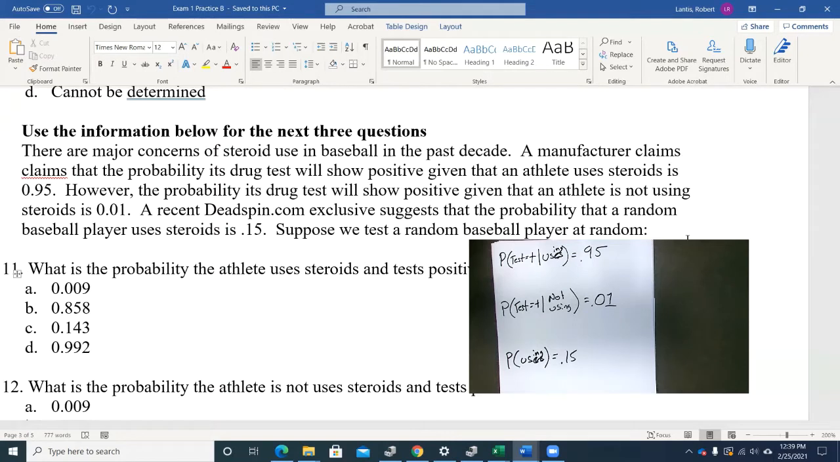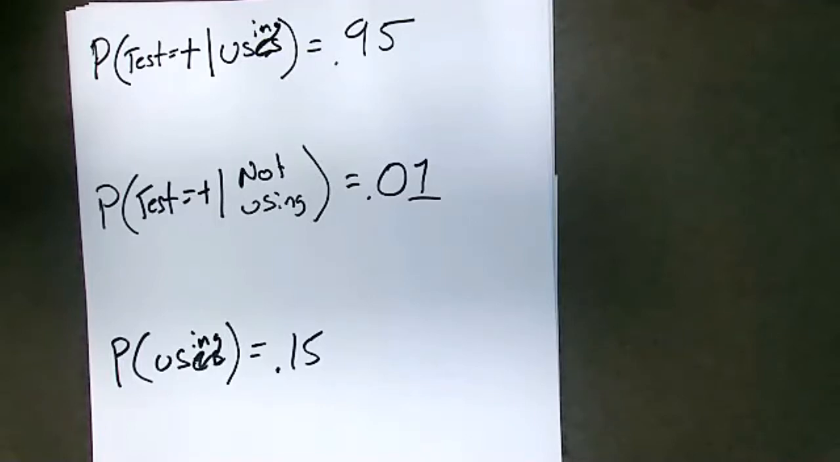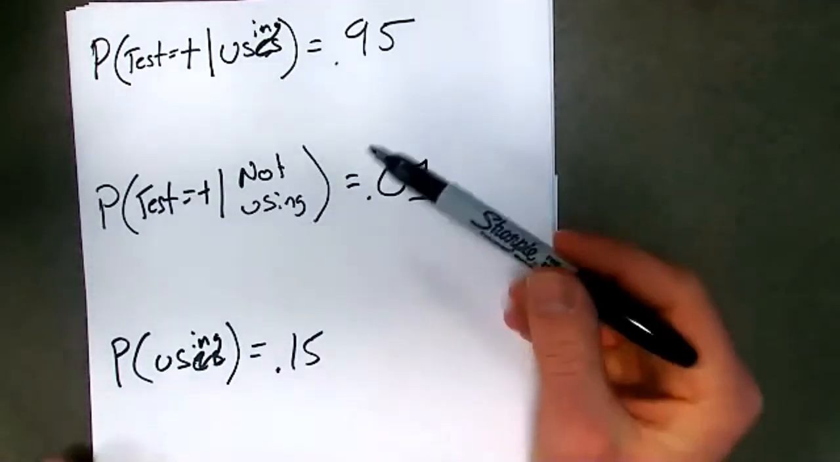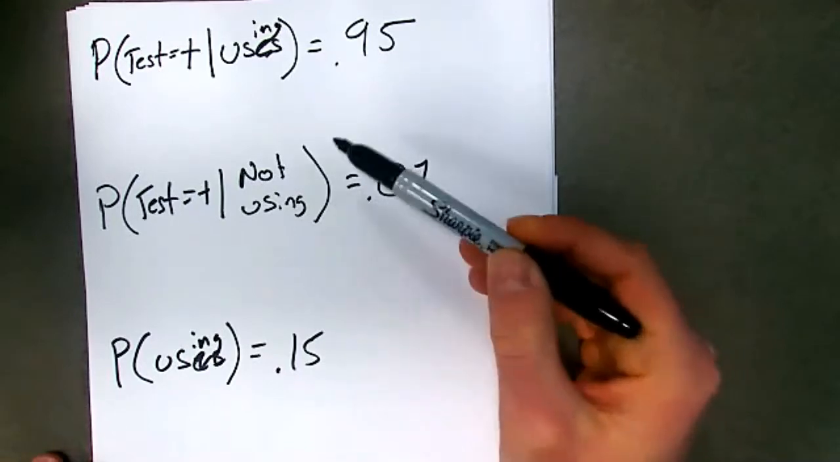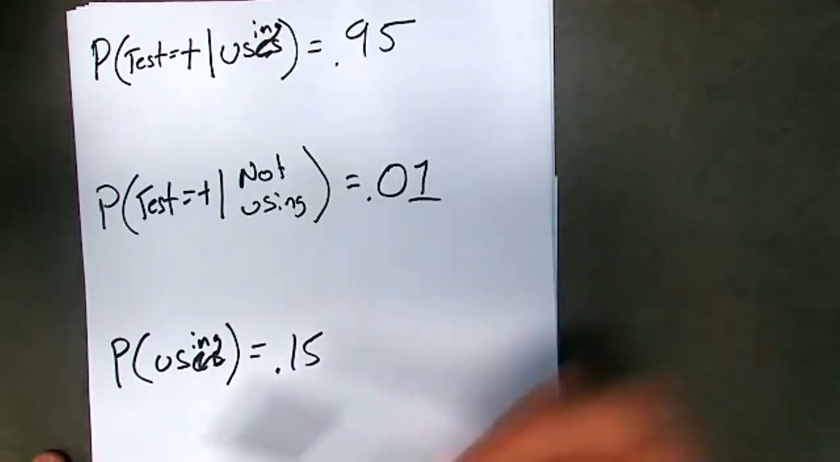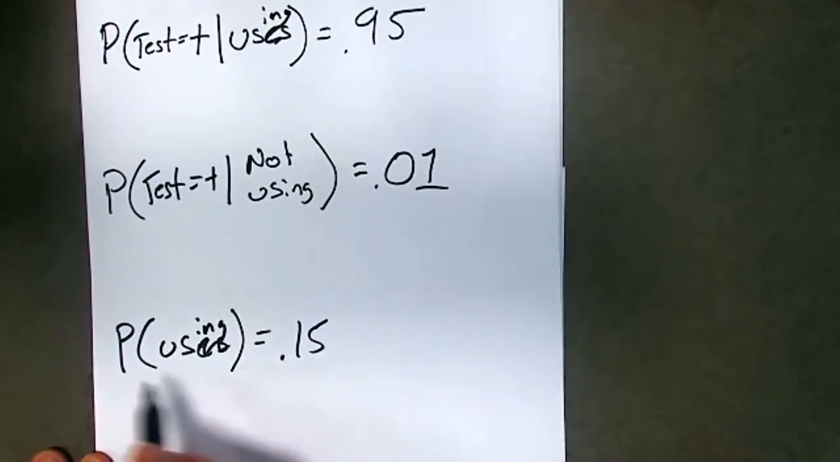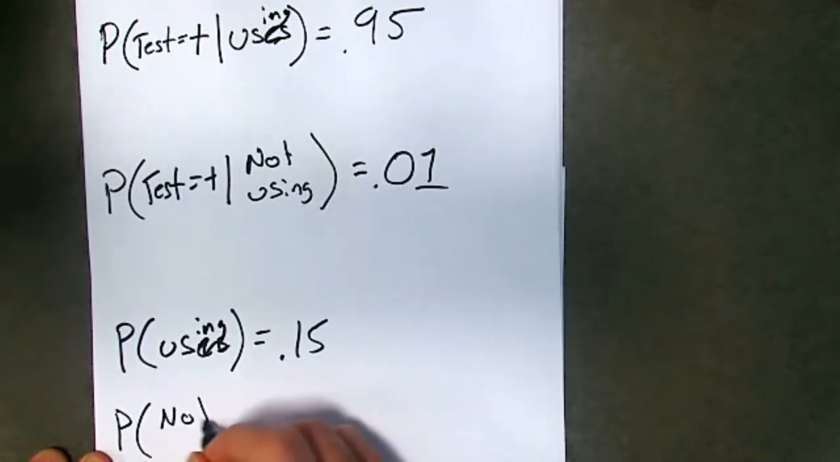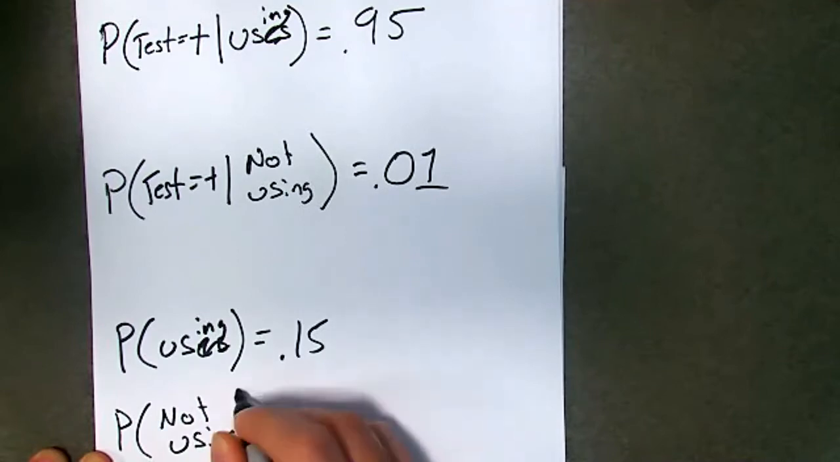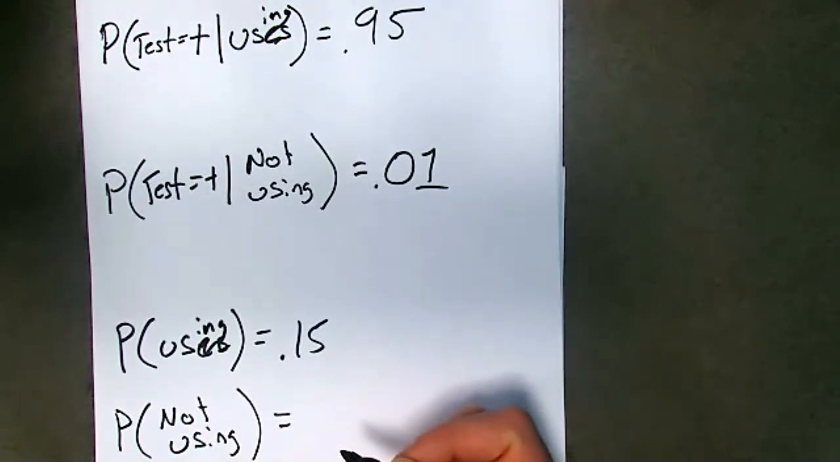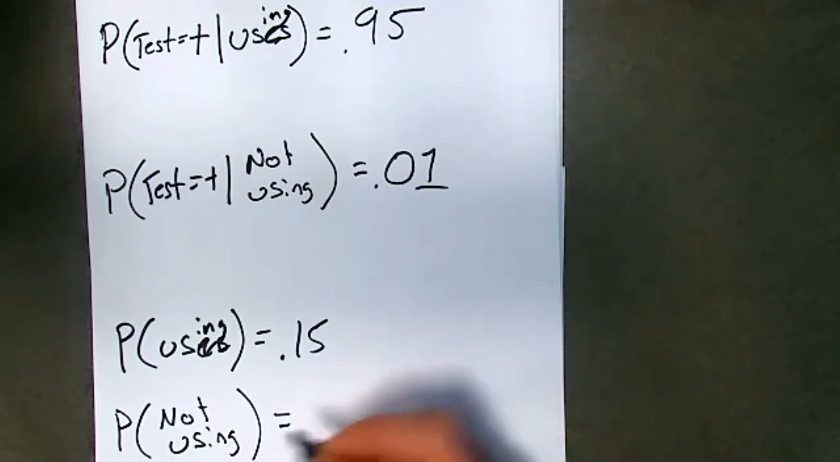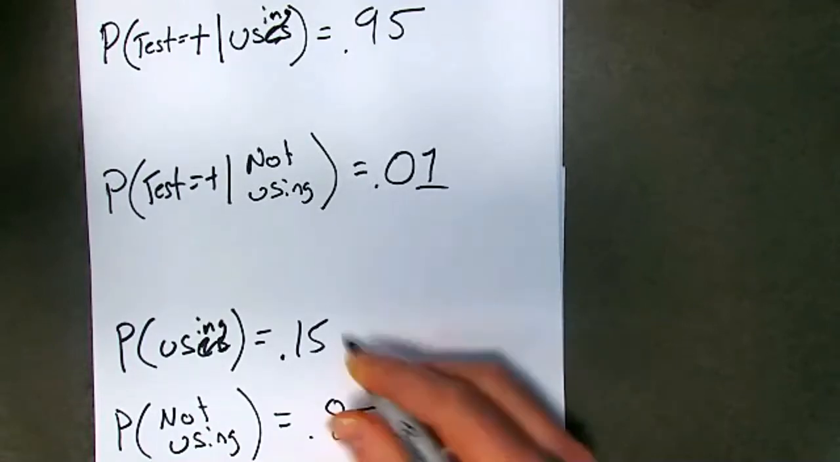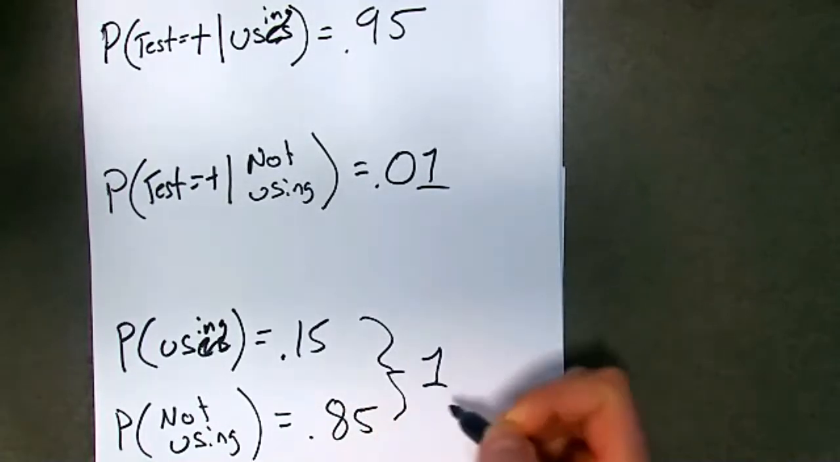Okay. So one thing that we could do is, anytime I'm given a probability, there's a complementary probability I could find. The easiest one to think about is, if I know that the probability someone is using a steroid is 0.15, what's the probability that they're not using? Yeah, just 0.85, right? The two states of nature have to add up to 1.